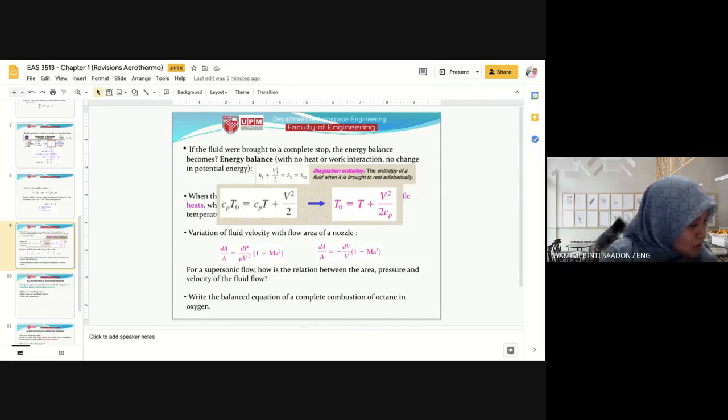So what was the question? For a supersonic flow, how is the relation between the area A, pressure P and velocity of the fluid flow? It means that if the area is increased, what happens to pressure? What happens to velocity for supersonic flow? You try to think about that. For supersonic flow, the important part is this equation.